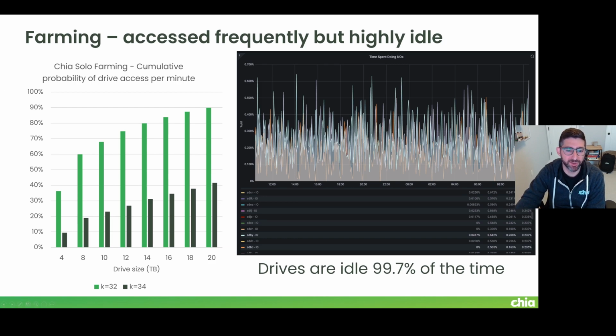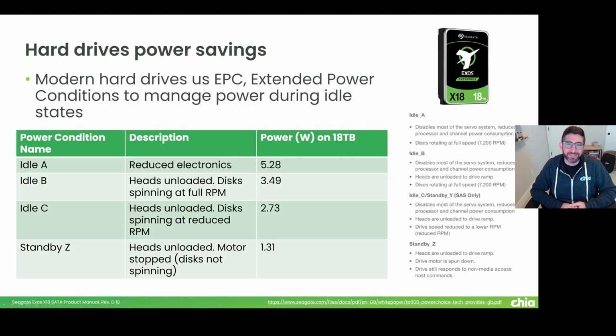And you can see on an 18 terabyte drive here, or a 16 terabyte drive, it's above 80%. So there's a pretty good chance that the drive is going to be accessed every minute or so, at least once. Now, again, you can see here, even on a 20 terabyte drive, there's a 10% chance that a minute goes by that the drive doesn't get hit with any I/O. But for the most part, the drive is not doing anything most of the time, but then it does a little bit of data for these proof quality checks and then stops. So what happens during this time?